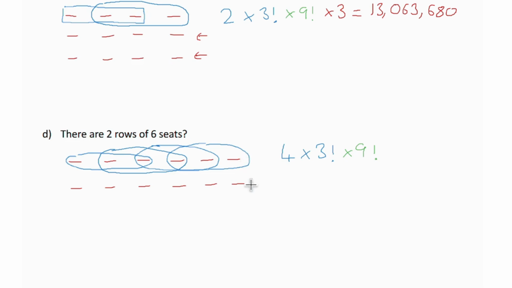And finally, there are 2 possible rows that all of this could have happened in. We looked at it in the front row, but it could equally have happened in the back row. So we need to multiply all of that by 2. So 4 times 3 factorial for where A, B, and C are sat, 9 factorial for the other 9 students, and times 2 because it's going to be the same whether they're sat in the first row or the second row. That gives us a total of 17,418,240.